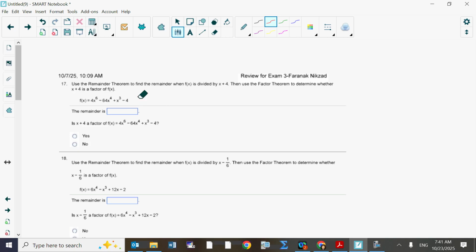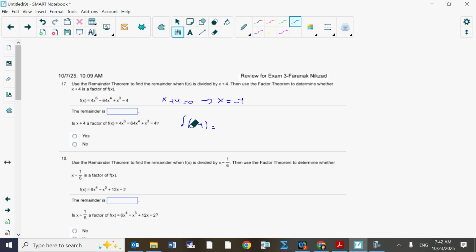So one way is to divide this function by x plus 4. I can use synthetic division, and if the remainder is 0, that means the function is divisible by x plus 4 and x plus 4 is a factor. But another easy way is to use this remainder theorem, which says that if I set x plus 4 equal to 0 and solve for x equal to negative 4, and f of negative 4 equals 0, that means the function is divisible, because f of negative 4 is basically the remainder of dividing this function by x plus 4.